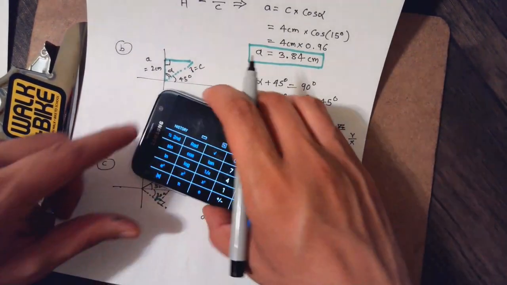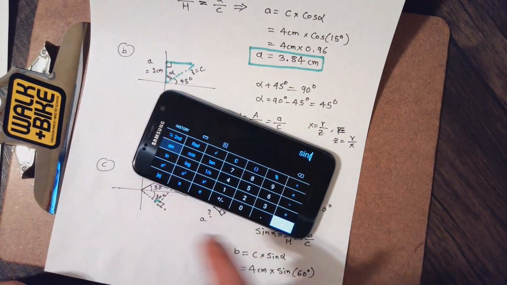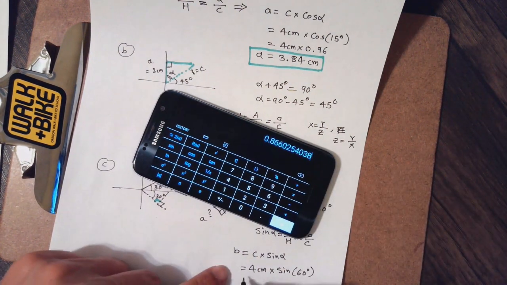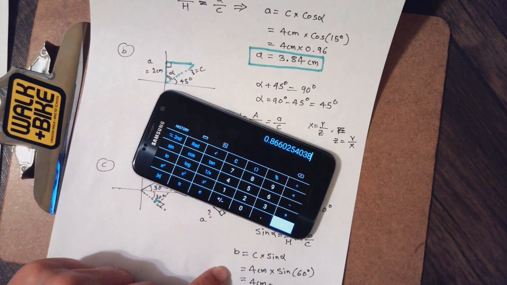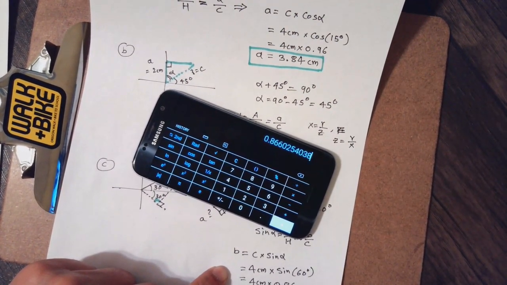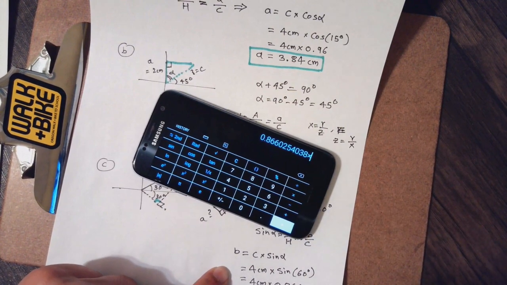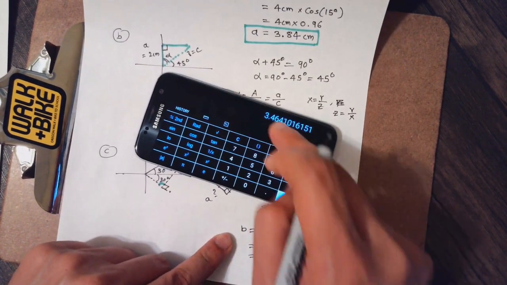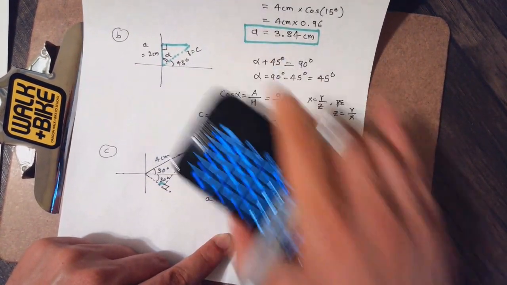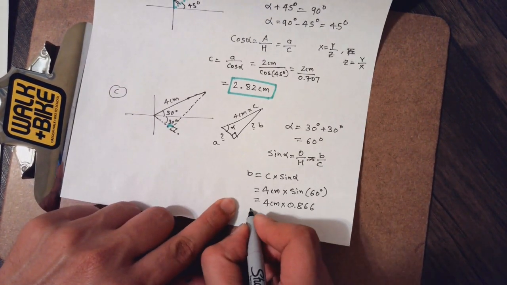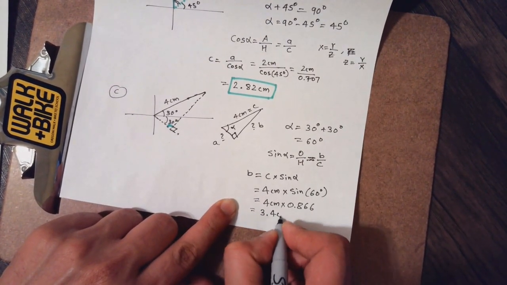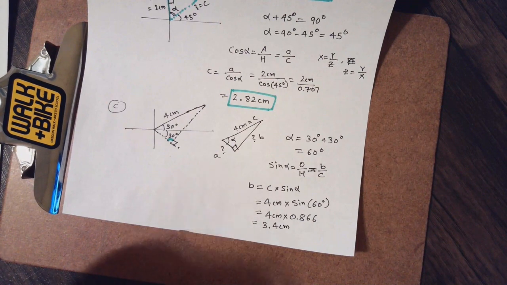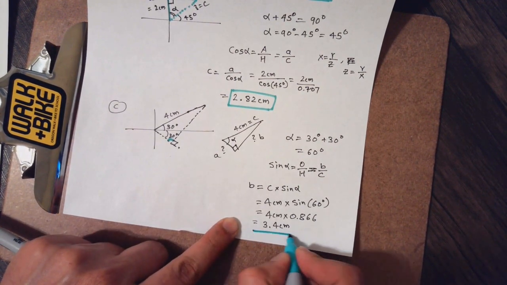What is sine of 60 degree? Sine of 60 degree is 0.866, sorry, multiplied by 4 centimeter. I can just do it in this thing. So that's 3.46 centimeters. That's B.